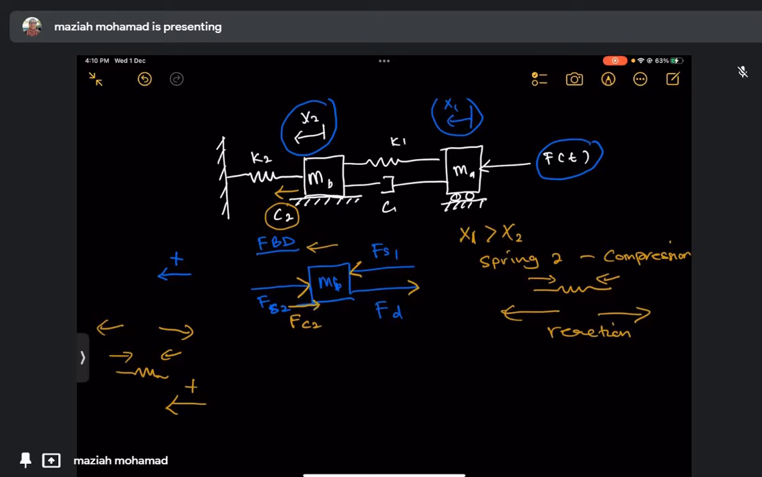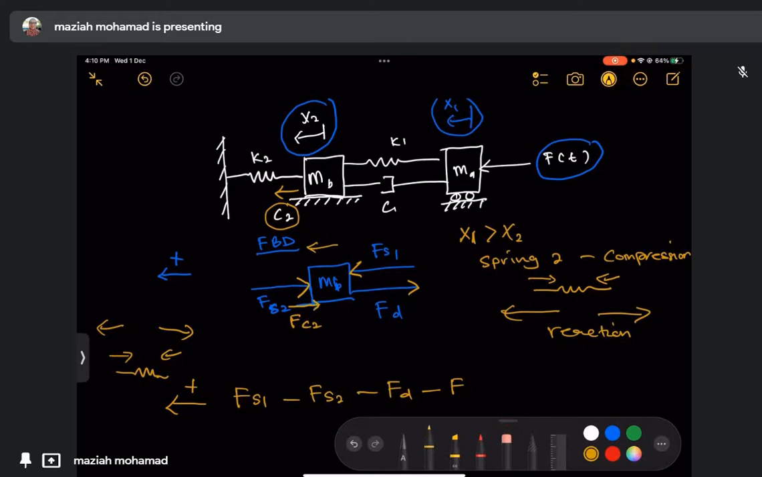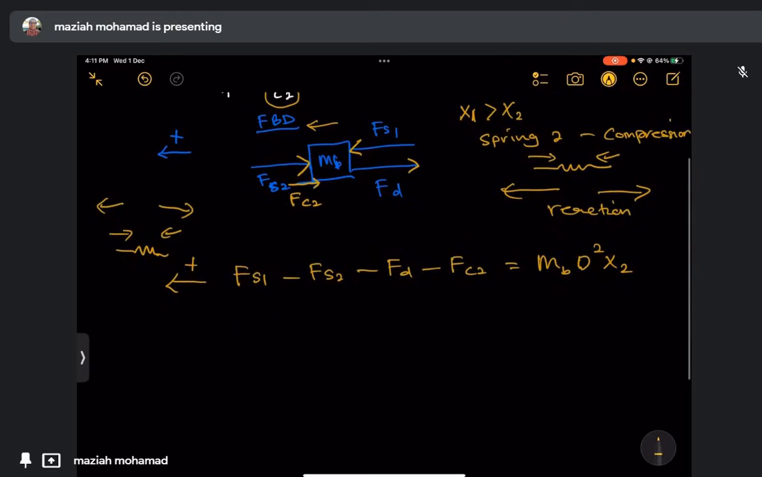So we have Fs1 minus Fs2 minus Fd, and also minus Fc2. You can put any name. You can say there is a spring damper force, but this is just a notation. Will equal to MB D square X2.